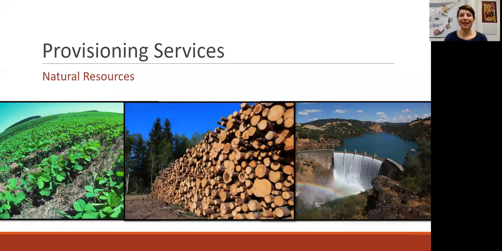This is unique when it comes to planets, right? This is one of the first things that people look for when they're looking for life on another planet: water. And most of us take that for granted on a daily basis, that we have water. So that's a provisioning service, an example of a natural resource that is provided to us by healthy ecosystems.